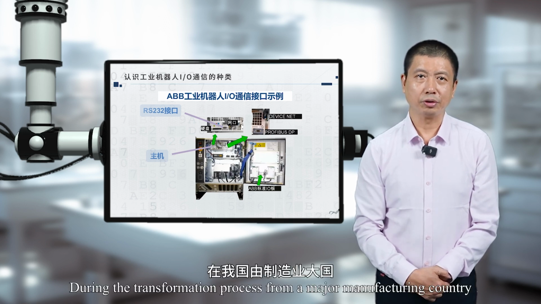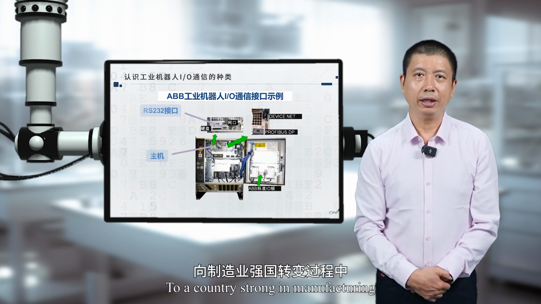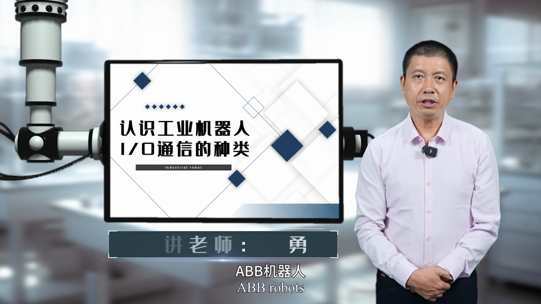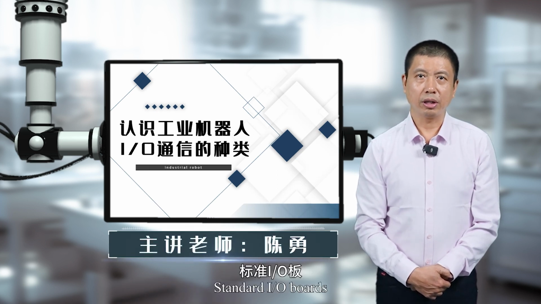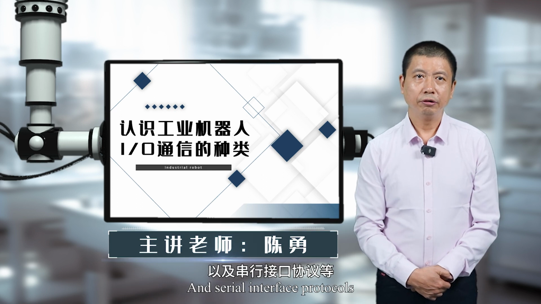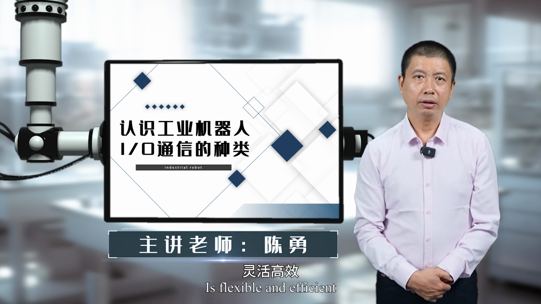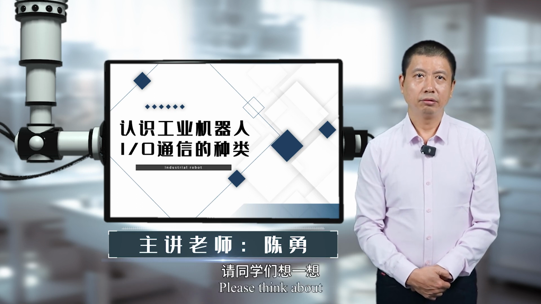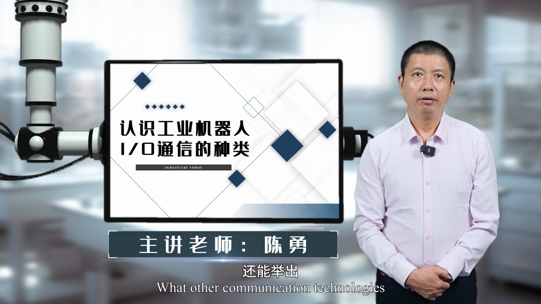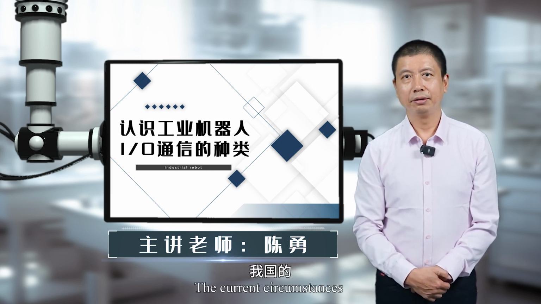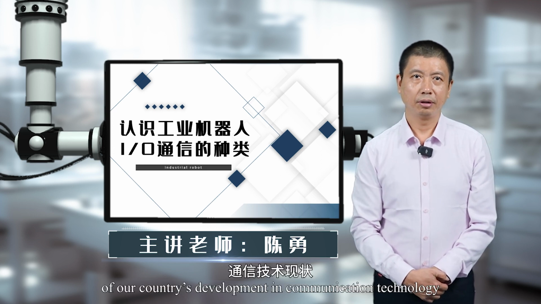During the transformation process from a major manufacturing country to a country strong in manufacturing, we must contribute great effort to meet this goal. To sum up, ABB robots have field bus standard I/O boards and serial interface protocols. The I/O communication is flexible and efficient. Please think about what other communication technologies you can exemplify, and please learn about the current circumstances of our country's development in communication technology.